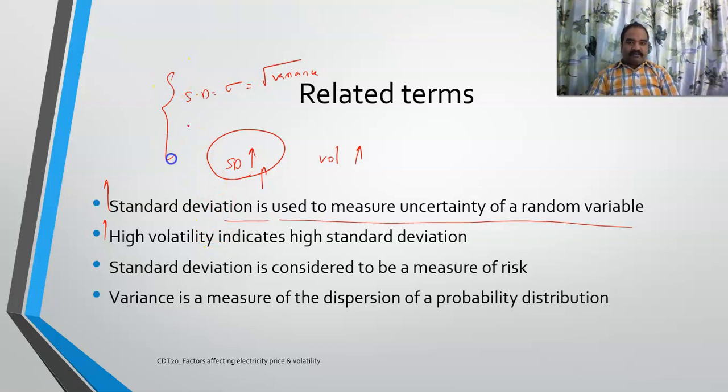All these terms, if you are a good statistics engineer, you will easily know them from when you studied them in your intermediate or mathematics. So variance is a measure of dispersion of a probability distribution. Based upon variance, standard deviation will be there, and based upon standard deviation, we will discuss volatility.